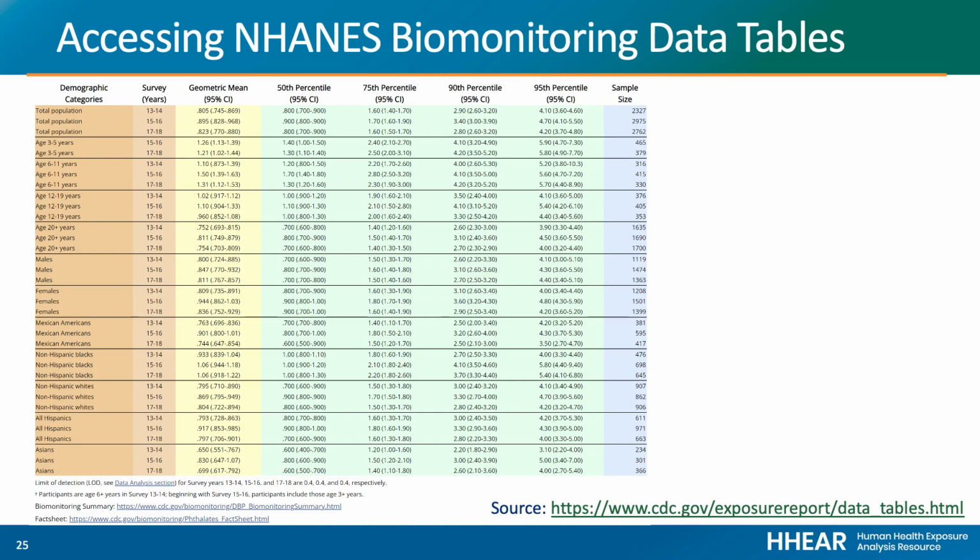The tables generated include demographic categories, survey years, geometric mean, and selected percentiles of concentrations and the sample size. The limit of detection, summaries, and fact sheets are provided for the selected chemical or compound. Shown here is an example of a table output for phthalates from NHANES survey year data available from 2013 until 2018.